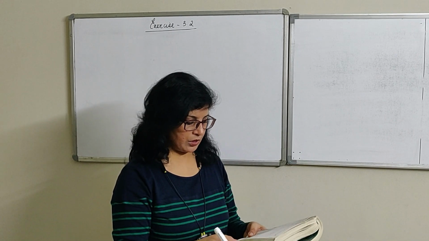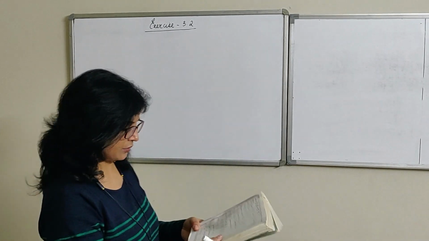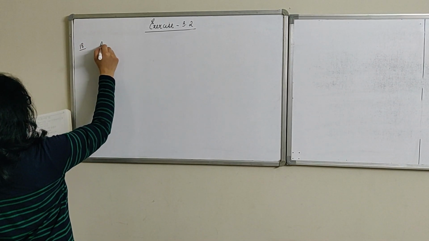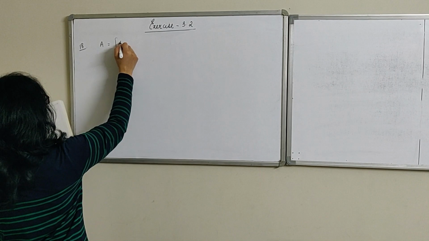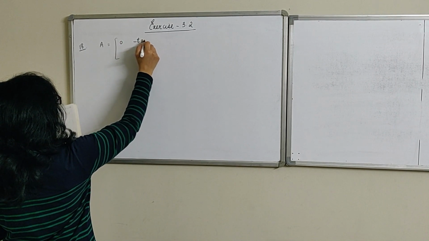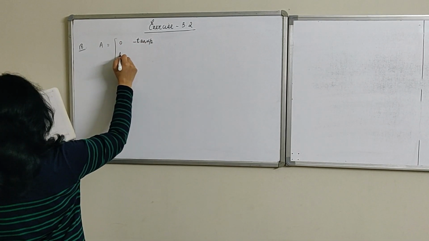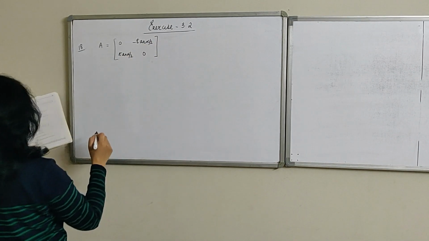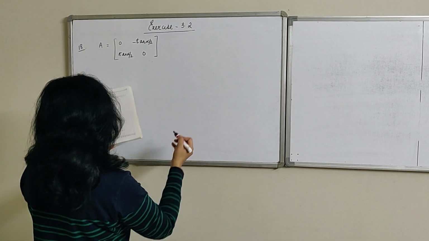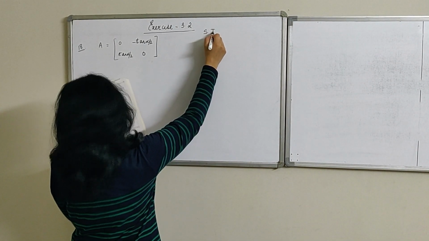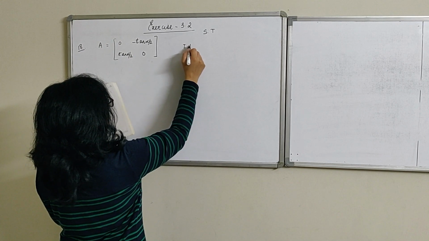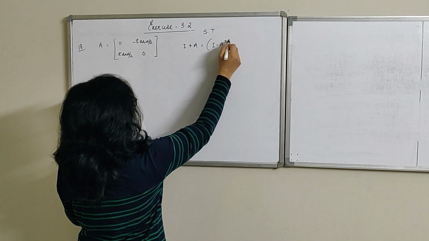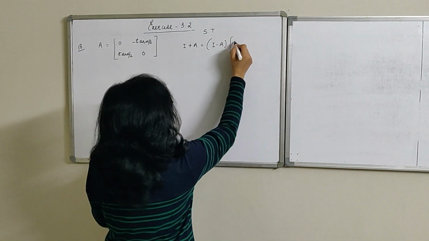Okay, next I'm going to take up question number 18. So in the 18th question, a square matrix A is given. I is identity matrix of order 2, and we have to show that identity matrix plus matrix A is I minus A times this matrix.